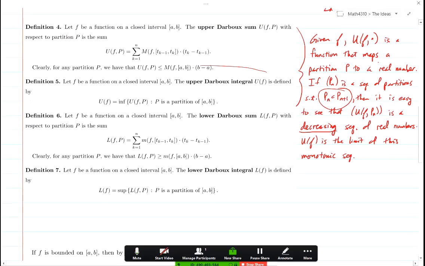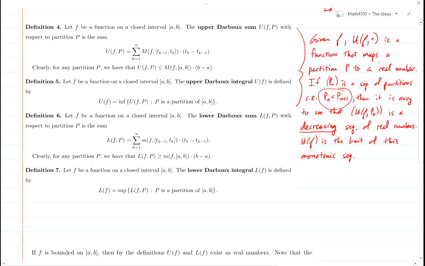And so that gives you a constructive way to describe how you build the upper Darboux integral and why it's defined in terms of an infimum over all partitions. Because as you refine partitions, you can only make the upper Darboux sum smaller. You can't make it larger. And then the opposite is true for lower Darboux sums. As you refine partitions, you can only make the lower Darboux sum larger, not smaller. And again, it's helpful to draw pictures.